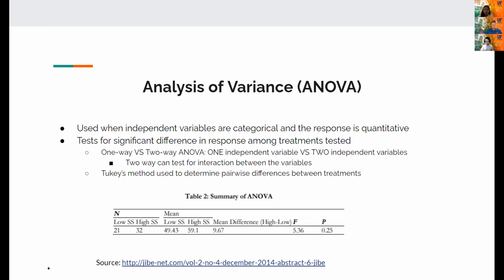So once you determine that there is some type of relationship there, you can use follow-up analyses like Tukey's method to determine the extent of those relationships.